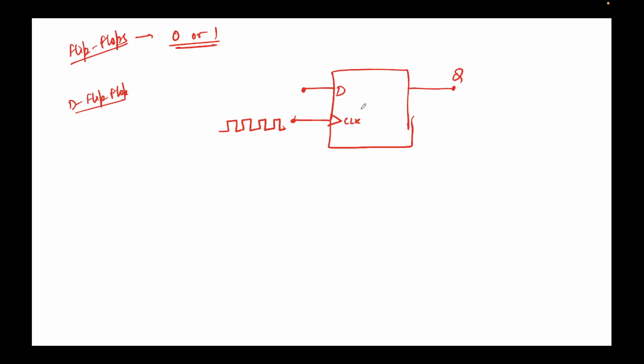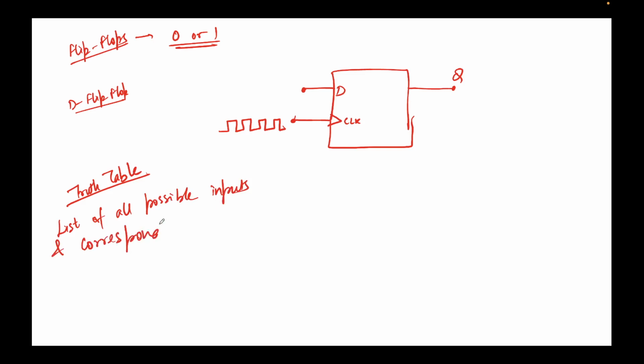Now what this flip flop does is interesting. So I'll write what is called a truth table. What is a truth table? A truth table is a list of all possible inputs and corresponding outputs of a circuit.